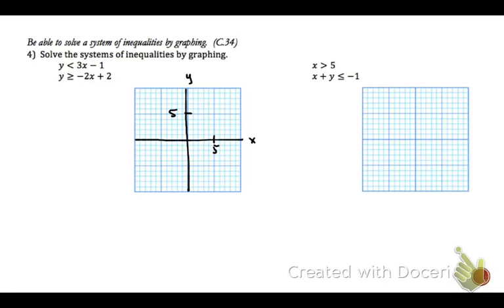So I'm going to start with my first inequality. I'll be graphing that in blue. So I pick out my slope, which is 3, and my y-intercept, which is -1. So my first point will go at -1, and then I will go up 3 and over 1. I'm going to do that a couple times.